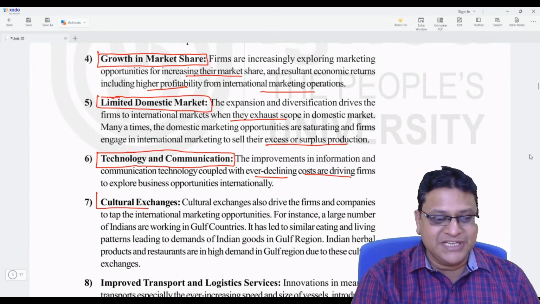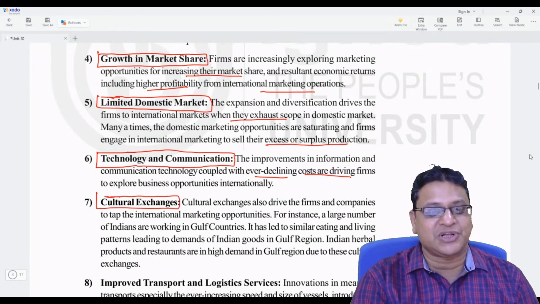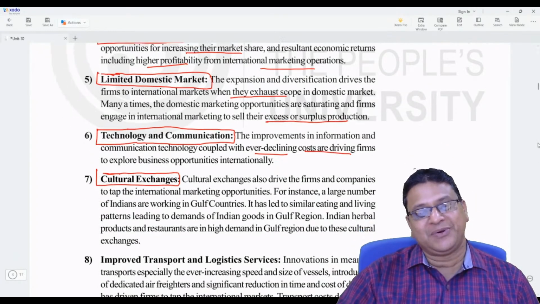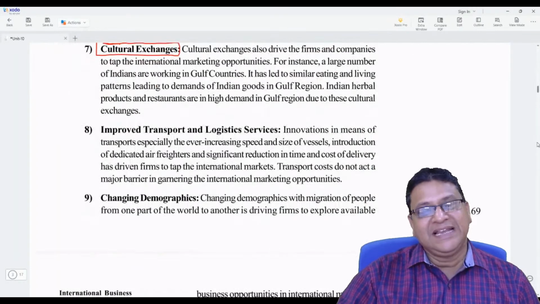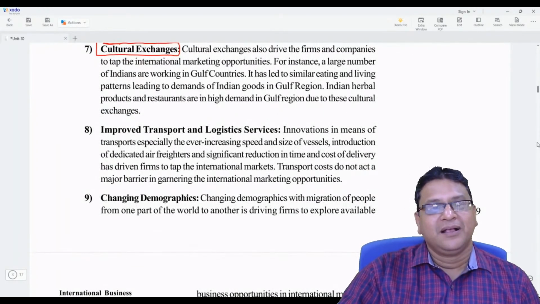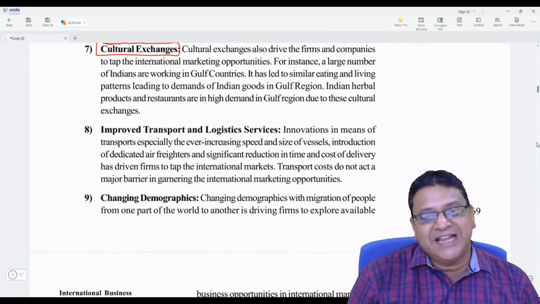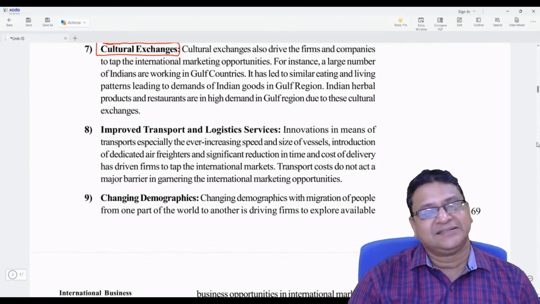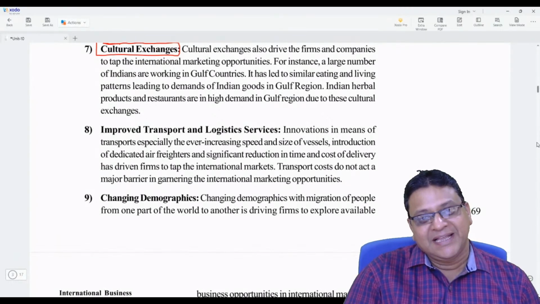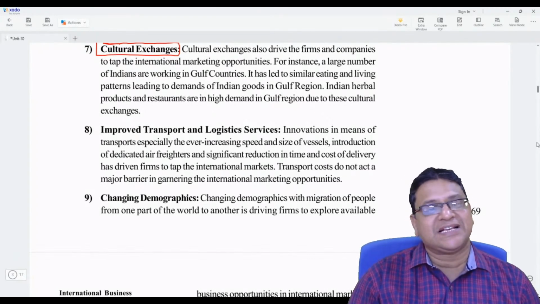Next point is cultural exchanges. Nowadays, there is exchange of culture. There is cultural mingling between countries. In India, our taste and fashion is changing. Most of the Chinese products are sold in India. In Gulf countries, Indian restaurants are opening. This is cultural exchange.